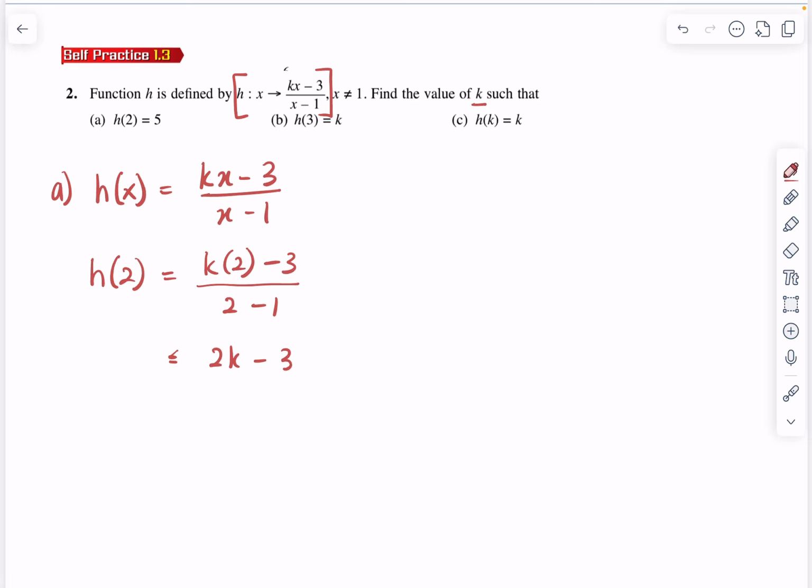And this is equivalent to 5 because h(2) is 5. Then from here we can solve. So 2k minus 3 equals 5. Therefore k is (5 plus 3) divided by 2. So this will give us 4.